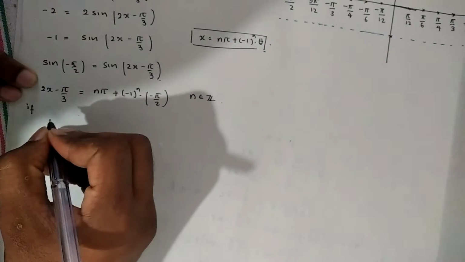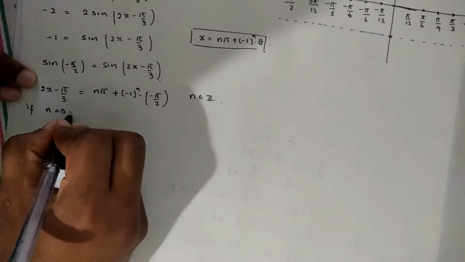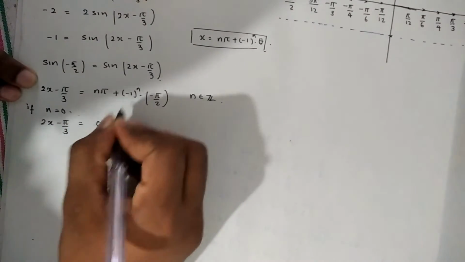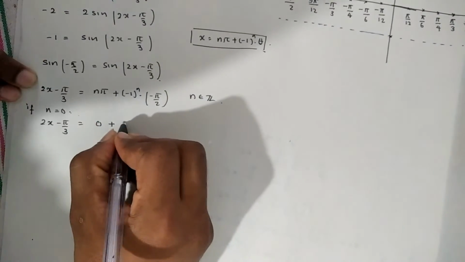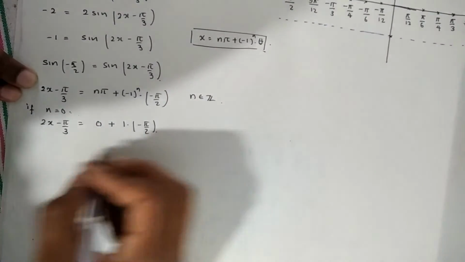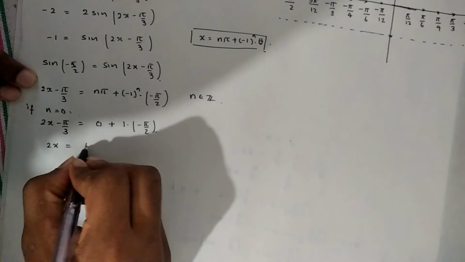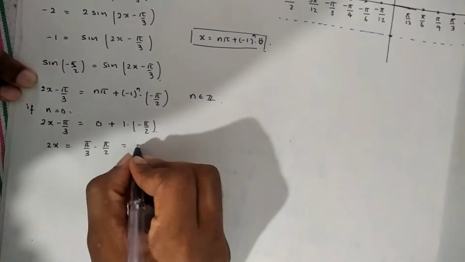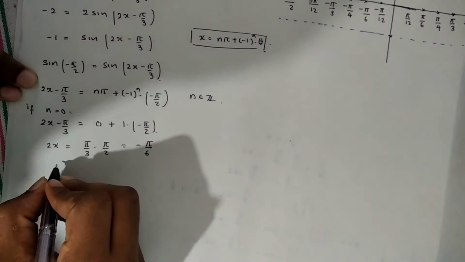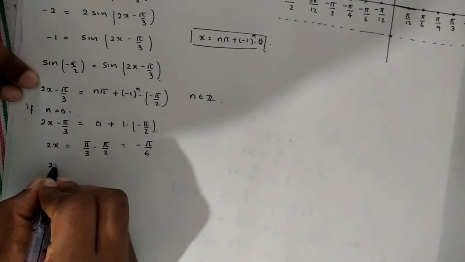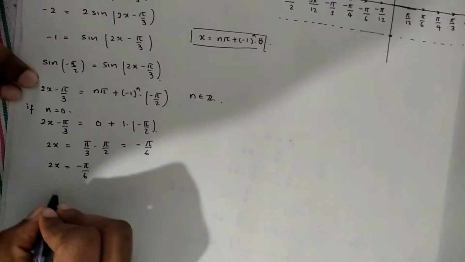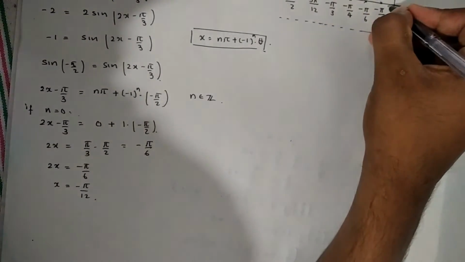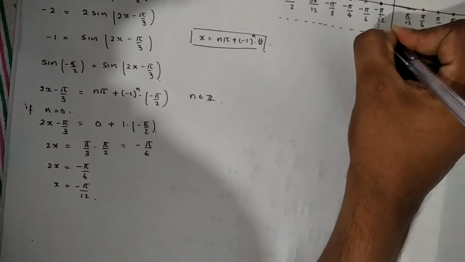So let's say n is equal to 0. Then 2x − π/3 is equal to (−1)^0, which is 1, times −π/2. If you simplify this, you will have 2x is equal to π/3 − π/2, so this will eventually give you −π/6. Divide both sides by 2, then x will be equal to −π/12. At −π/12 you will have a minimum, that is −1.